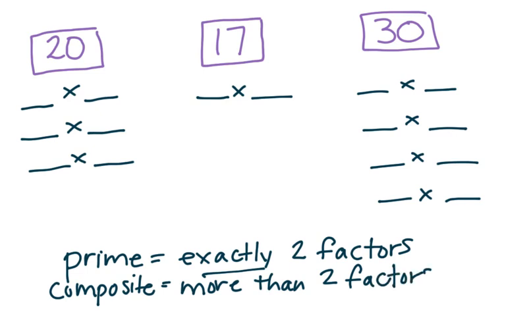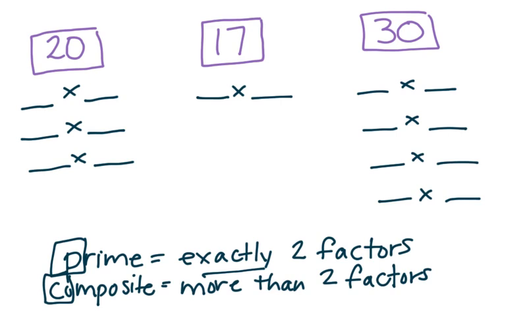So go ahead, pause your video. Remember, you should start with 1 times itself always. And when you go in order, 1, 2, anything times 3, anything times 4, anything times 5, and you get to the turnaround fact, you know you have found all of the factors. So go ahead and pause the video right now and find all the factors for 20, 17, and 30. Then put either a P for prime next to it or a C for composite.